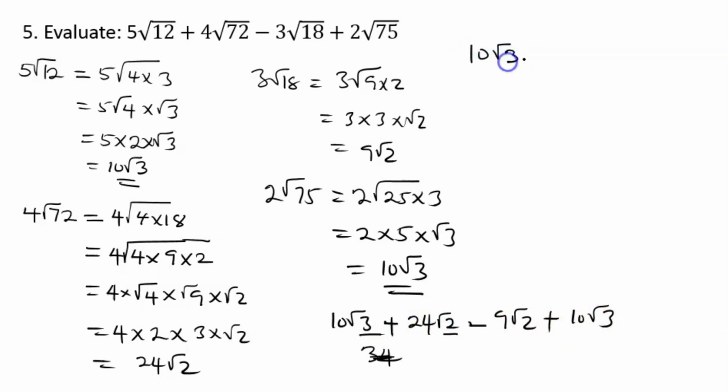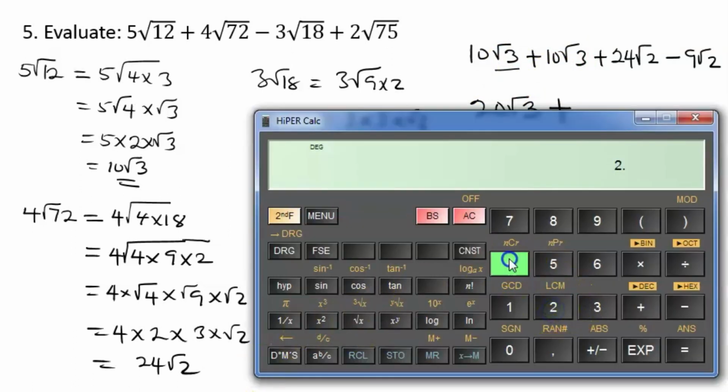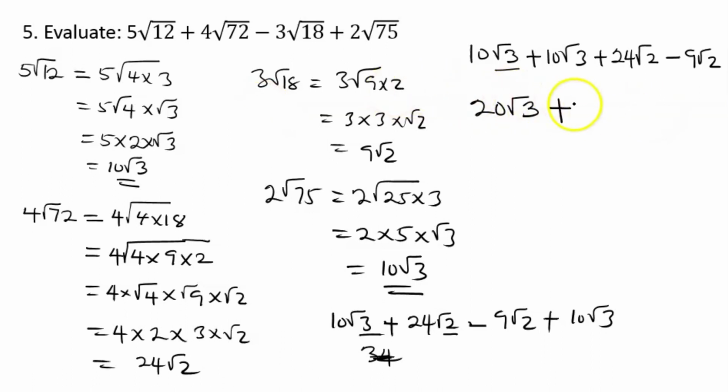I have 10 root 3 plus another 10 root 3. These two are similar. Then plus I have 24 root 2, then minus 9 root 2. Just like I told us earlier, if they are not similar, you cannot add them. So I can easily add this one. 10 plus 10, that's 20. Then 24 minus 9, that's 15. So you have 15 root 2. There's nothing you can do to this any longer because they are not similar anymore. This is root 3, this is root 2.